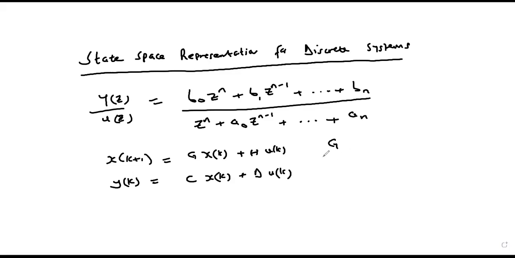Then the system's state space representation can be written in different canonical forms, just like in the state space representation of continuous time systems discussed earlier. We can represent the system's state space in the following canonical forms. The first one is the controllable canonical form.